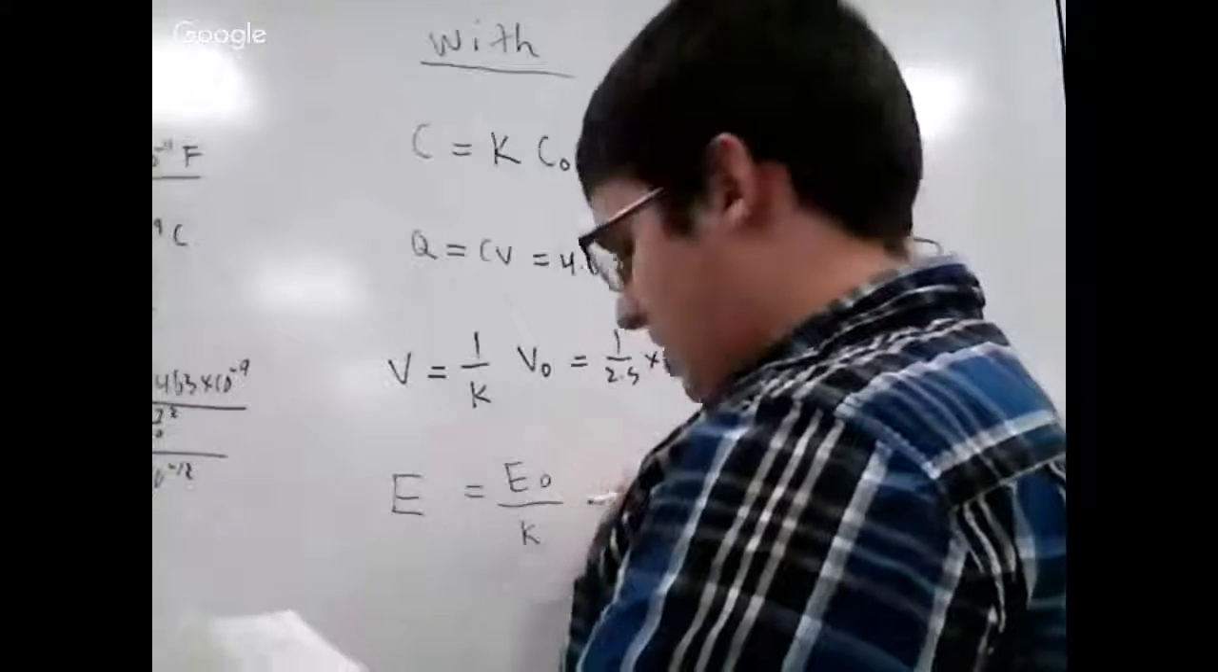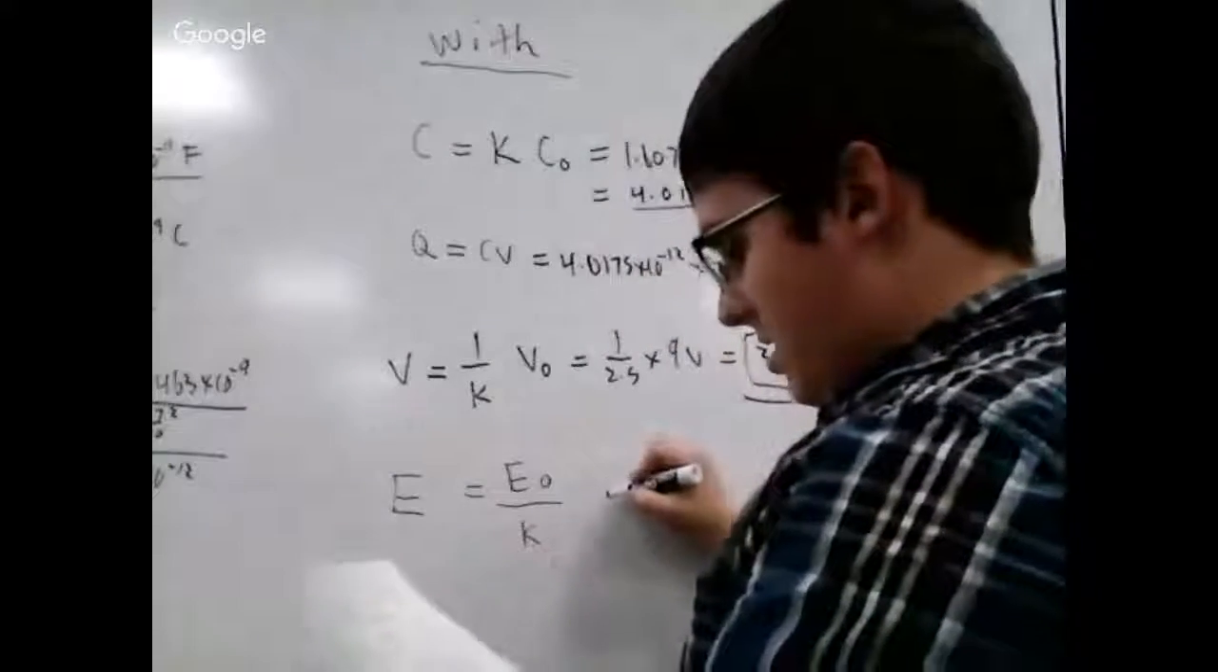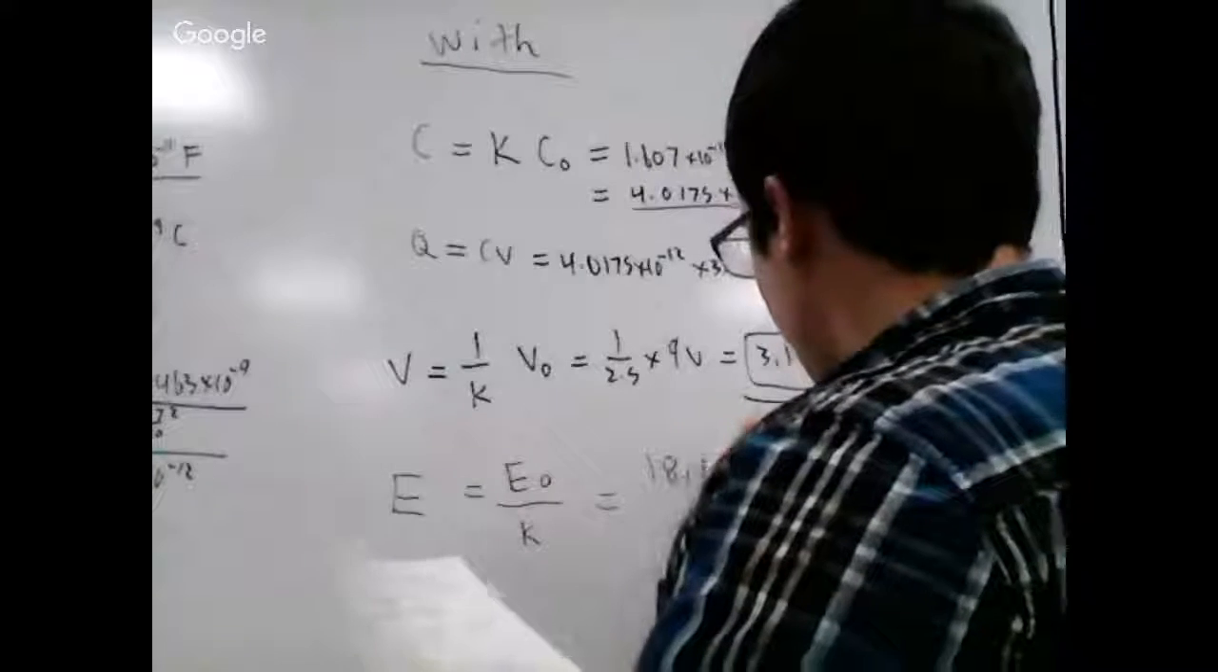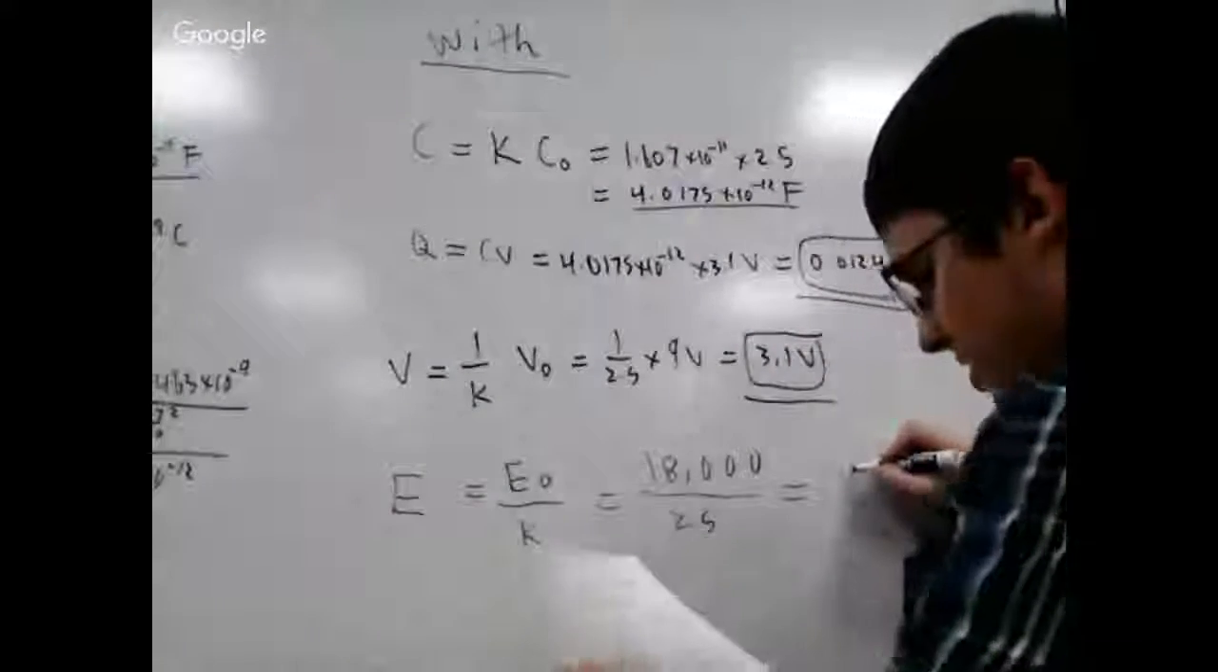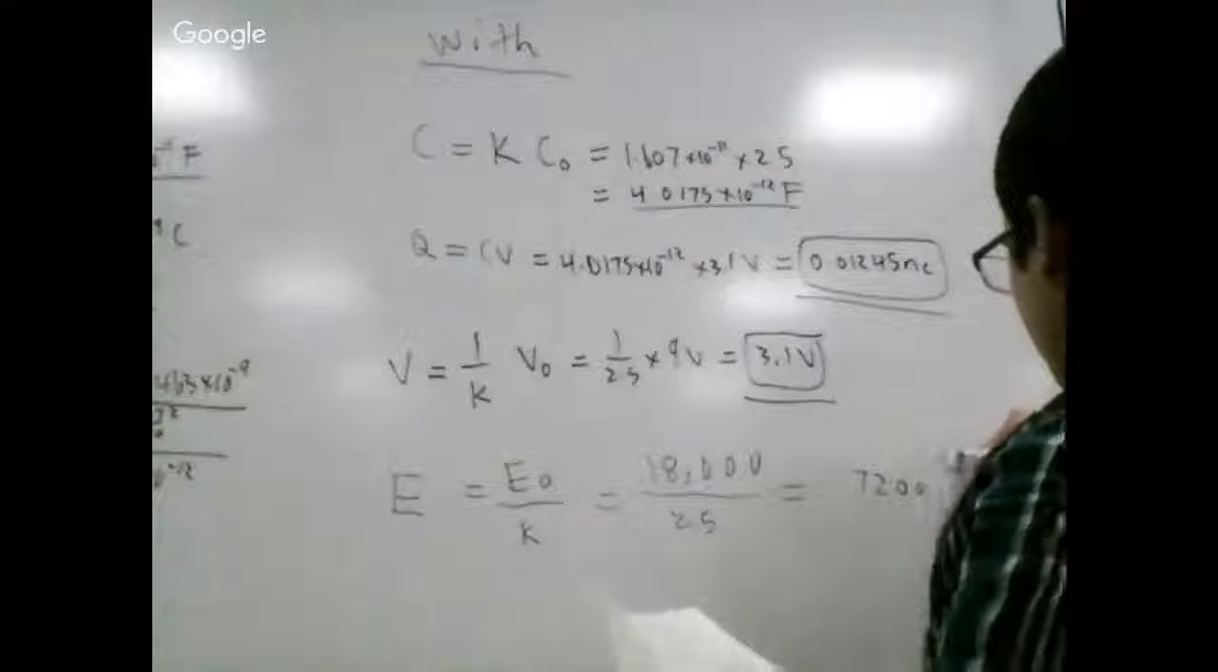Now finally, we can find our electric field, which is equal to our original electric field over K. This is 18,000 over 2.5, which gives us 7,200 volts per meter.